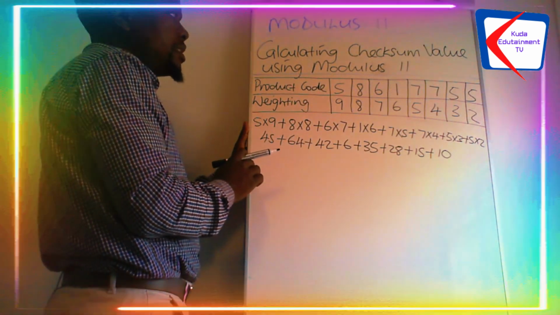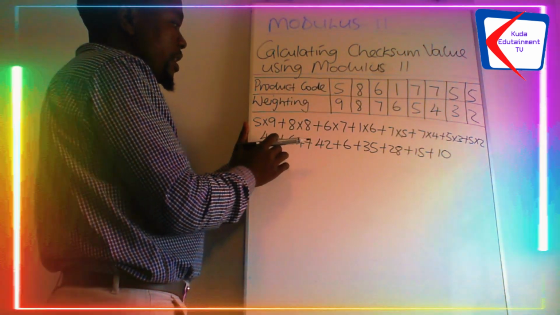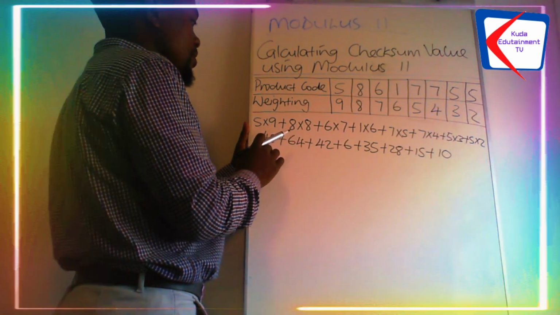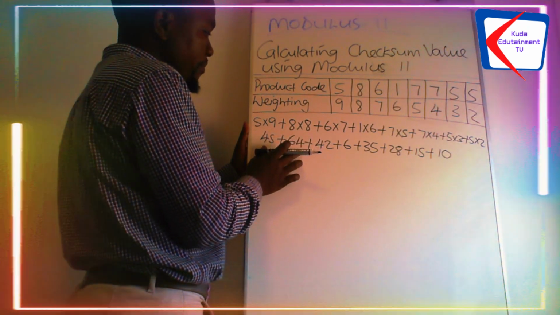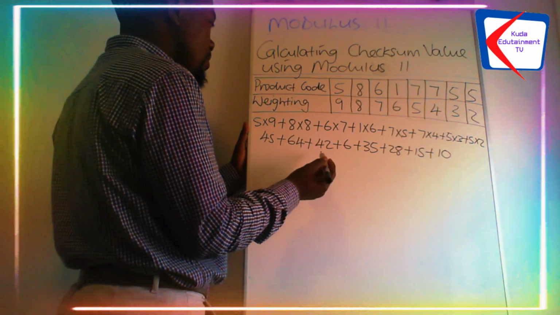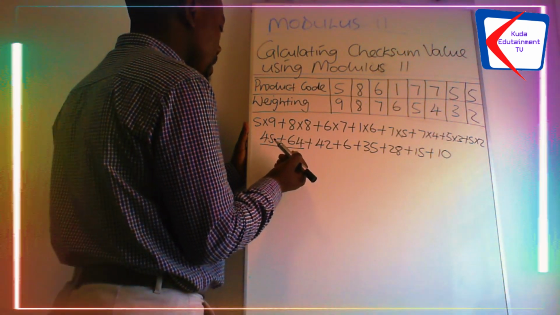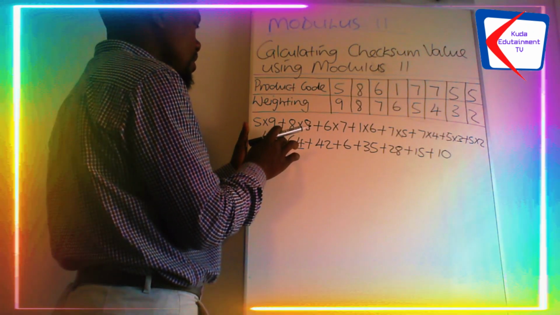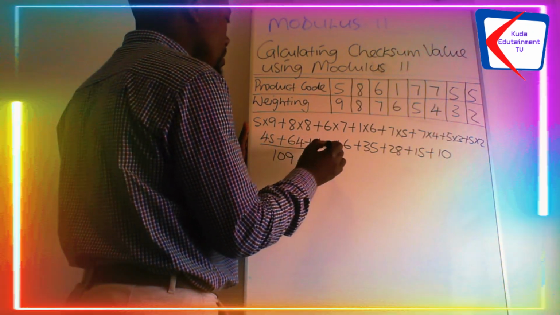Now we add, so that's another step. We now add these products. So let us add the products. 45 plus 64, it will give us what? 109. So these two will give us 109, because 40 plus 60 is 100, then 5 plus 4 is 9. So here we get 109.